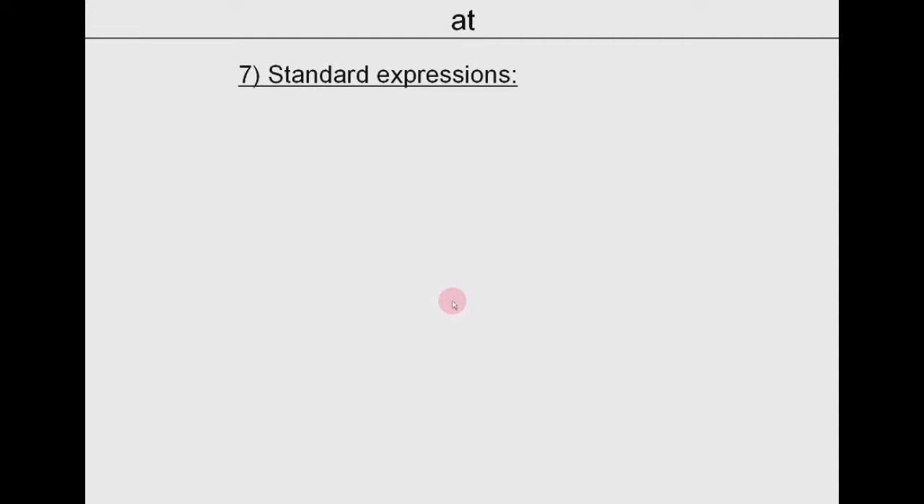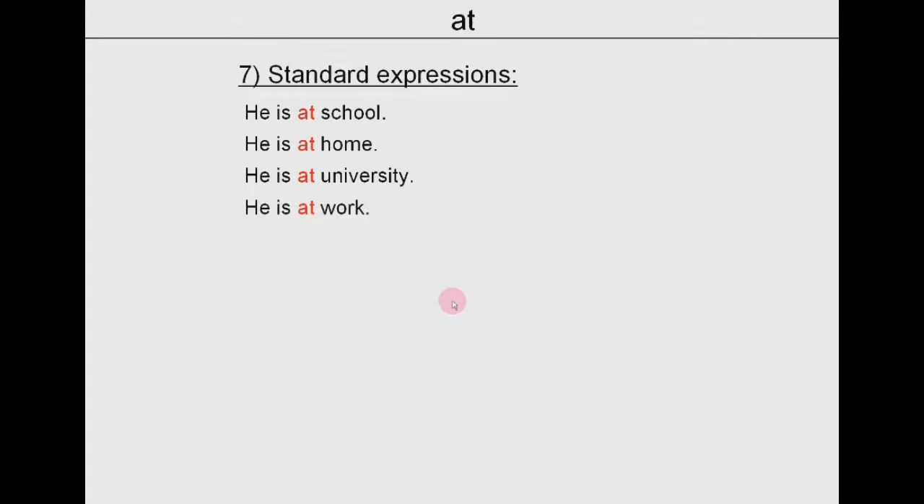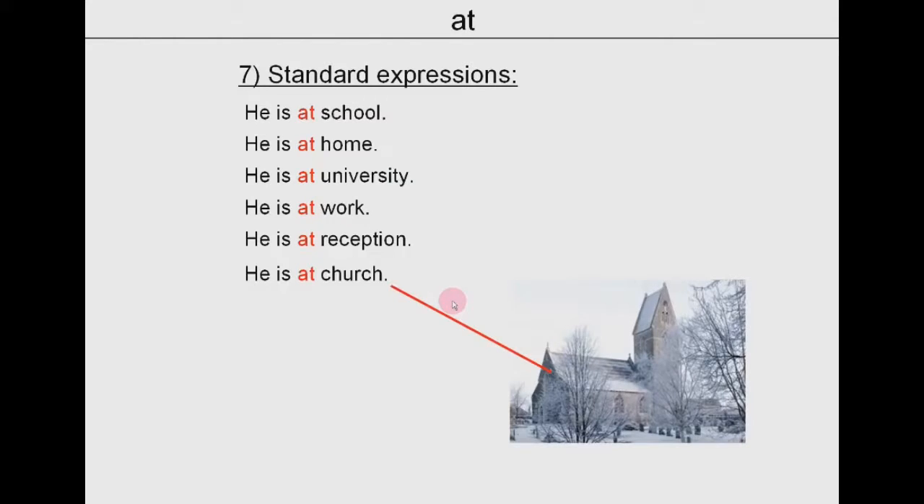And finally, for the word at, we also have some expressions. So there are no rules for these. You must just learn them. Okay? So he is at school, at home, at university, at work, at reception, at church. There is obviously a photograph of the church.